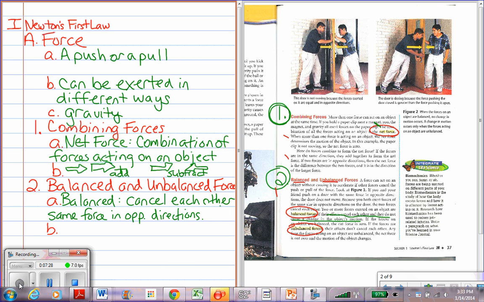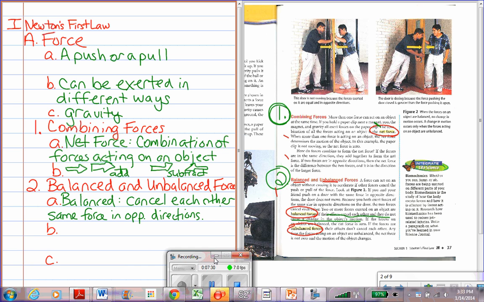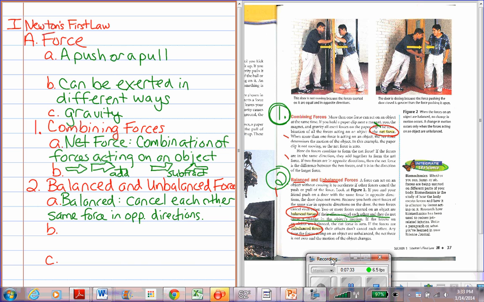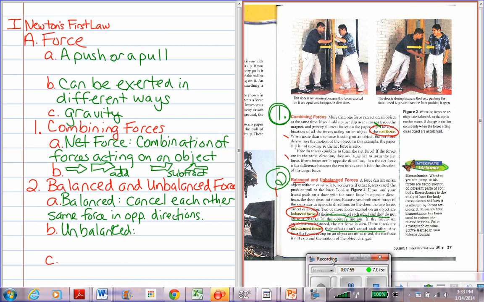Okay, unbalanced forces. Okay. Oh, I have a C. All right. Balanced, cancel each other, same force in opposite directions. That's fine. All right. So, unbalanced. I can't spell. U-N-B-A-L-A-N-C-E-D. Okay, unbalanced forces. Their effects don't cancel each other out. Okay, don't cancel.